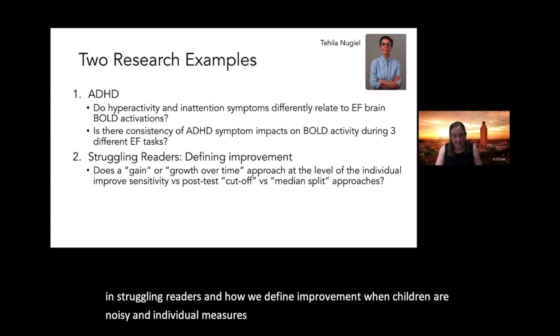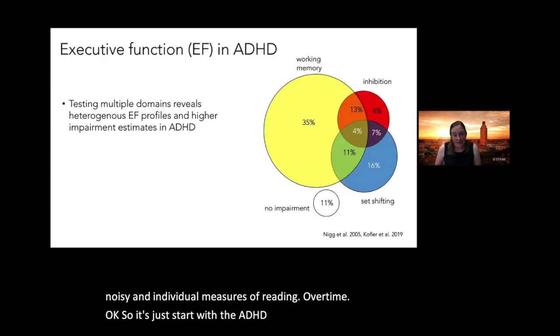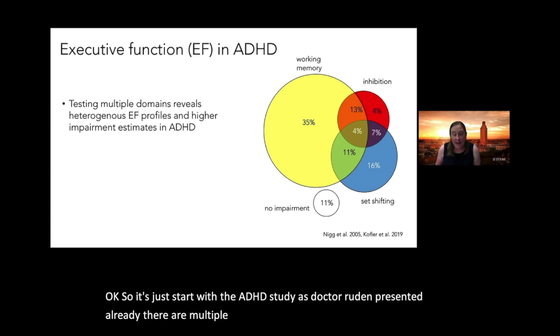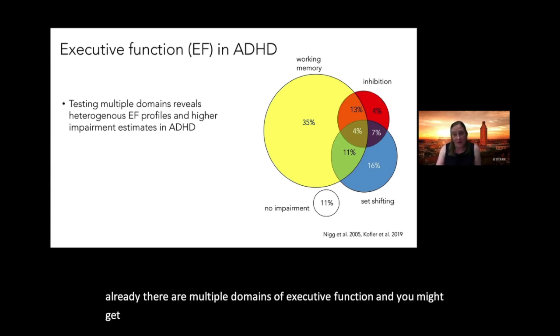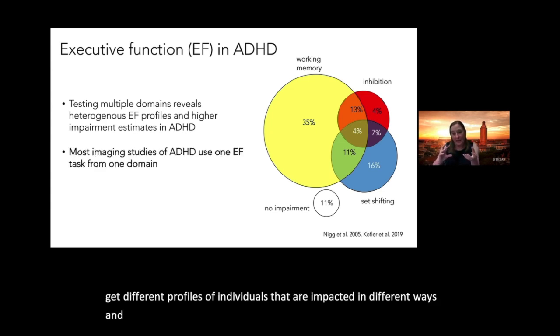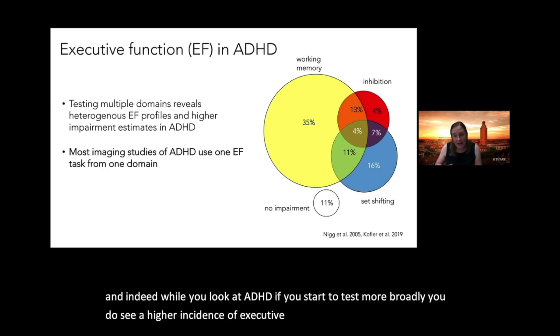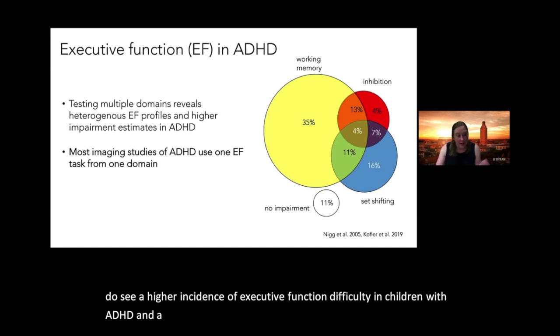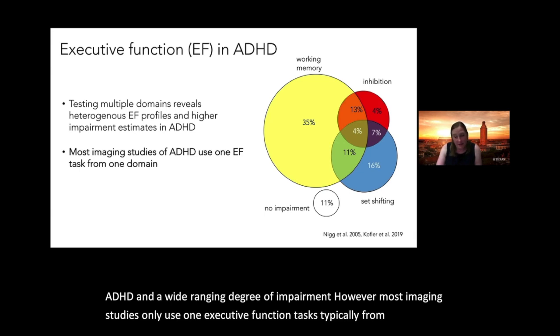Okay, so just to start with the ADHD study, as Dr. Uddin presented already, there are multiple domains of executive function, and you might get different profiles of individuals that are impacted in different ways. And indeed, when you look at ADHD, if you start to test more broadly, you do see a higher incidence of executive function difficulty in children with ADHD and a wide-ranging degree of impairment. However, most imaging studies only use one executive function task, typically from the inhibition domain. So that's something to consider.